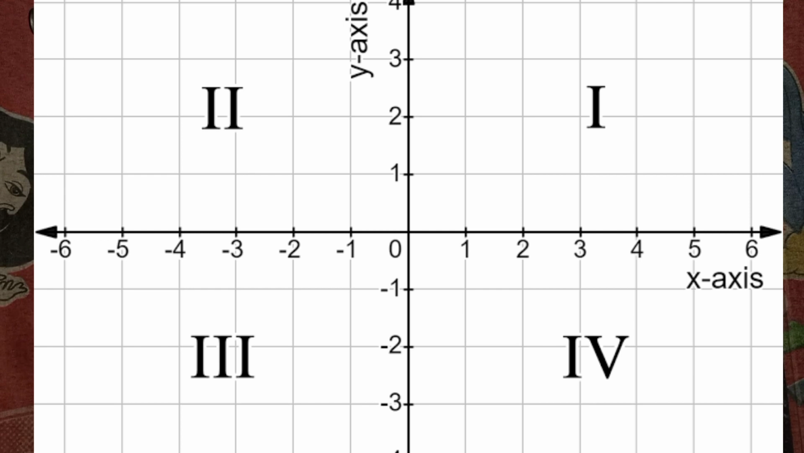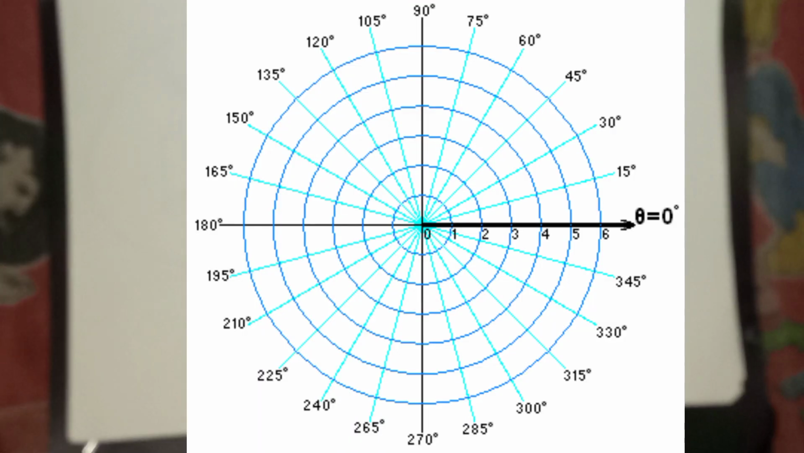It is a two-dimensional coordinate system that uses perpendicular axes, usually labeled as x and y, to determine the position of a point. In this system, any point in the plane is represented by an ordered pair (x, y), where x represents the horizontal distance from the origin along the x-axis and y represents the vertical distance from the origin along the y-axis.